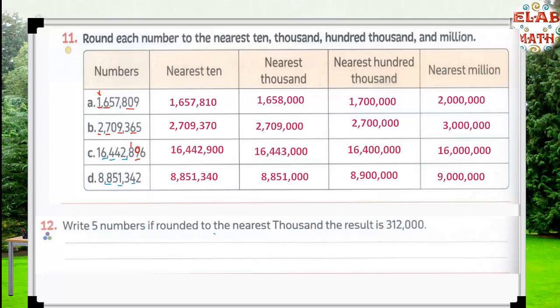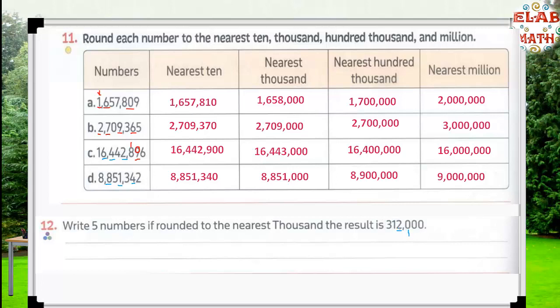If rounded to the nearest 1,000, the result will be 312. Nearest 1,000. Where is 1,000? Here. If you have any number, and after you round this number, the answer will be 312. That means you should put here in this place any digit.